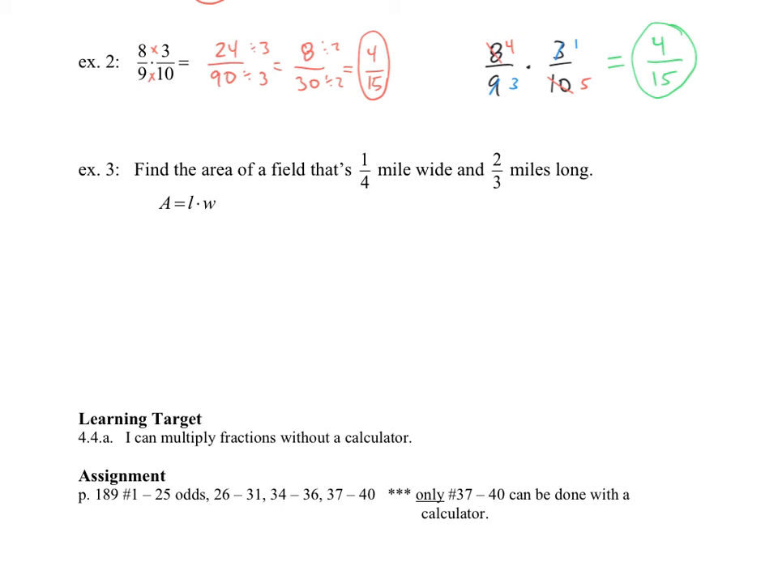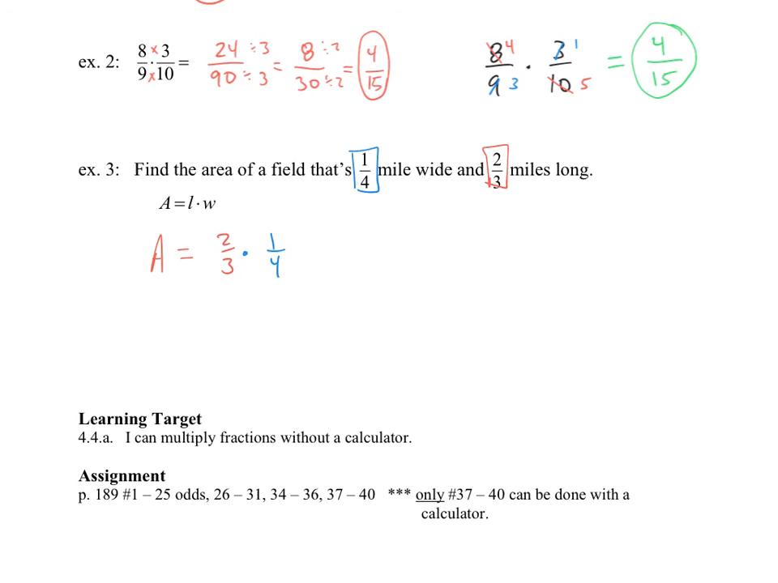All right, so here's a story problem that you might run across. Find the area of a field that's 1/4 mile wide and 2/3 miles long. And our area formula is area equals length times width. So I substitute my numbers in. We don't know the area. We're trying to figure that out. The length we know is 2/3. The width we know is 1/4. Then you just have to do the normal times. So you would just multiply these fractions.